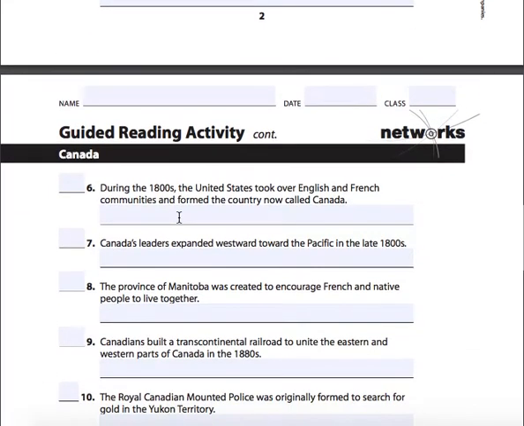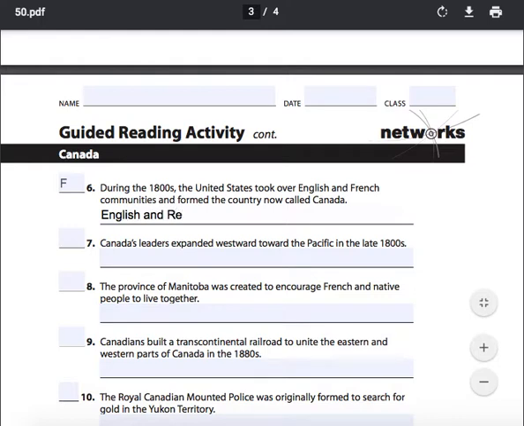Number 6, during the 1800s, the United States took over English and French communities and formed the country now called Canada. That's going to be false as well. English and French communities worked together and formed Canada. They called it the Dominion of Canada because they wanted to prevent a possible U.S. takeover. So this is false. During the 1800s, the United States took over English and French communities. We would say the English and French communities worked together.